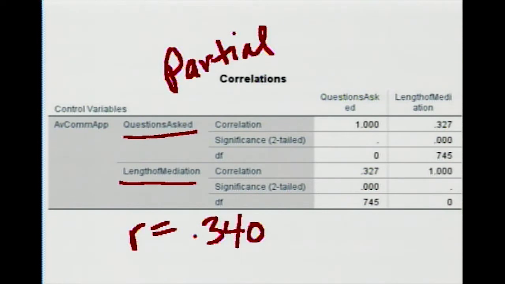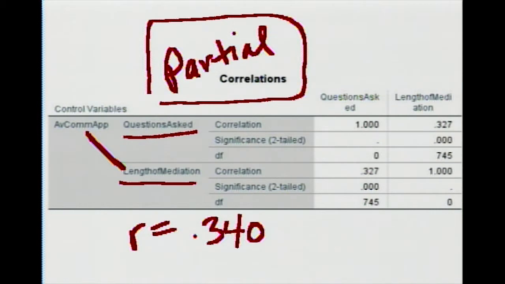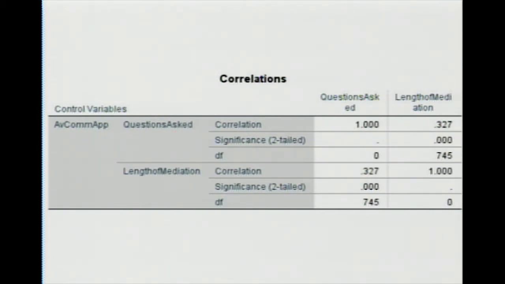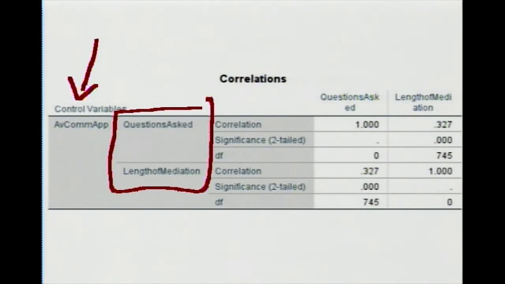That was the old correlation that we saw just between the two. Now, after I ran the apprehension data, and I saw that there was a negative correlation between communication apprehension and length of mediation, I thought to myself, perhaps we want to examine a partial correlation, which means to remove the influence of a variable when we're looking at that relationship. So let's look at this slide right here where we see I want to look at questions asked and length of mediation, but I want to control for communication apprehension.